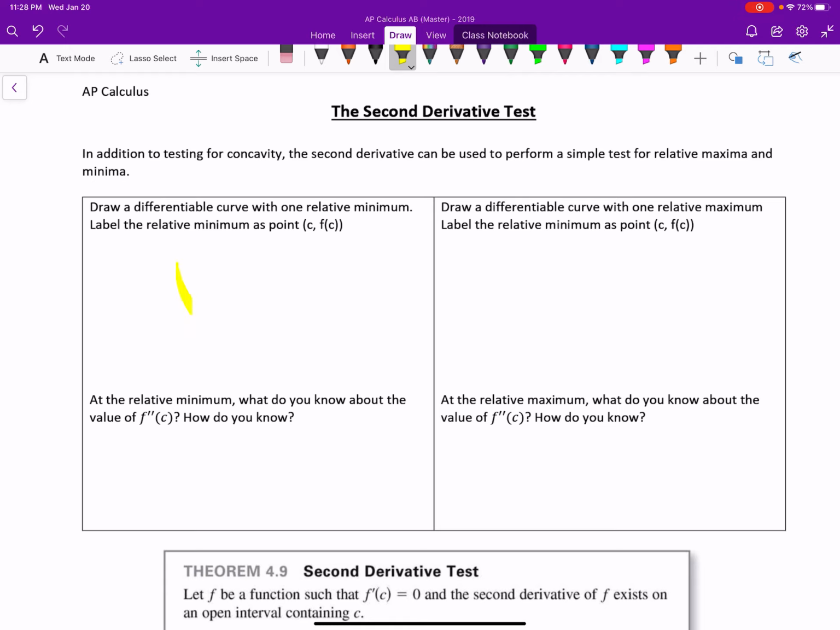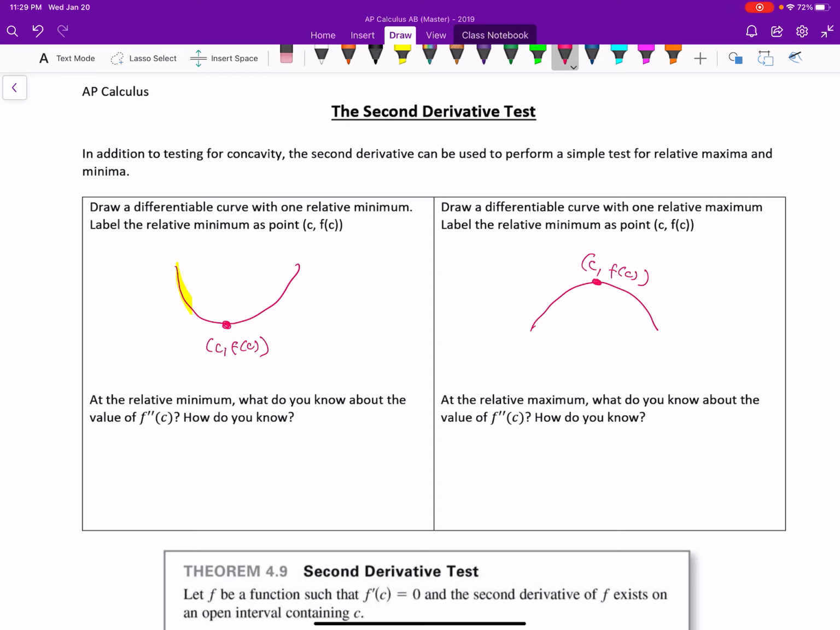Oops, that's a highlighter. So I am going to draw one with a relative minimum, and it says label this c, f of c, like that. And also draw one with just a single relative maximum. To make it simple here, it has to be smooth because it says it's differentiable, right?